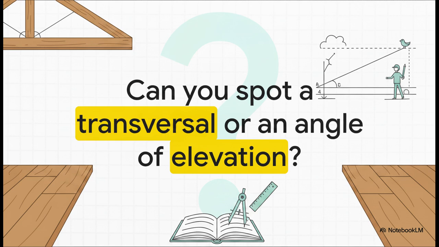If modern architecture and engineering rely completely on the absolute rules of parallel lines and transversals to keep skyscrapers from collapsing, what do you think would happen if a builder was off by just 1 single degree?